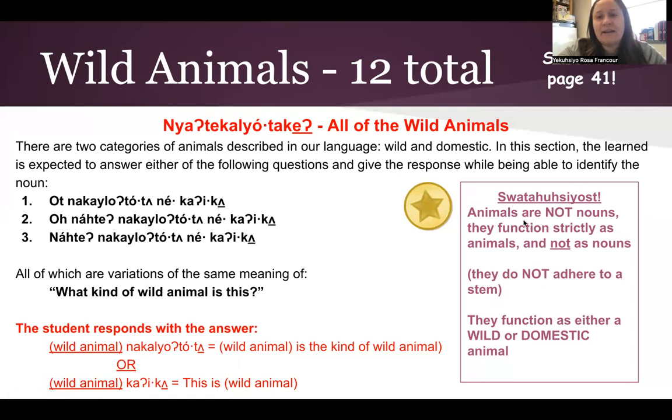So I kind of mentioned this already. Animals are not nouns. They just are animals. But there's a few occasions where I've seen them operate like nouns. So I wouldn't get into the pattern of using them as a noun. That's a little bit more down the road. You'll see instances and examples of that possibly being used, but they don't operate like a noun, and they don't adhere to a stem. So just FYI, animals right now, they're just words. Generally you'll see them by themselves. I've seen a couple, but they're not generally incorporated. So just so you know.